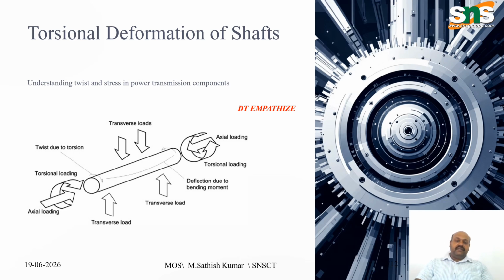in a shaft. Here we have a circular shaft, and twist due to torsion is shown by this arrow mark, which is equal and opposite, and the deflection due to bending moment is shown by a line here. This is due to transverse loads, that is, because of gears and pulleys we have seen in the previous slide, and torsional loading is due to the twist happening in the torque, and axial loading is due to the attachment or the assembly with the shaft. So this is a common phenomenon of loading in a circular shaft.